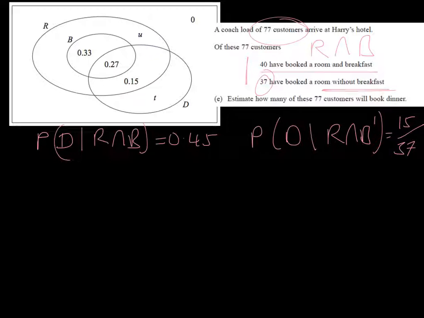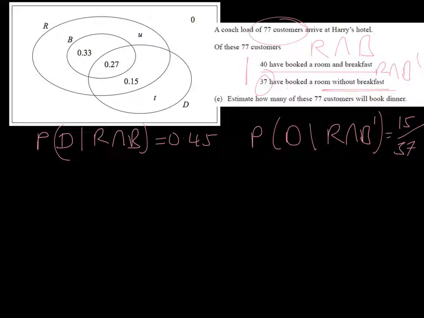And similarly here, 37 people have booked a room without breakfast. Now that would be R intersection not B. And again over here, we've worked out the probability that someone has dinner given that they're staying in a room without breakfast. So essentially now we could use expected values to work this out.